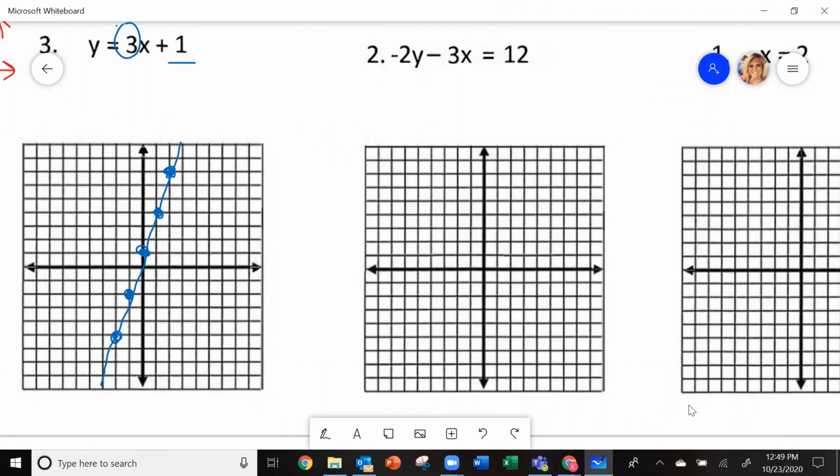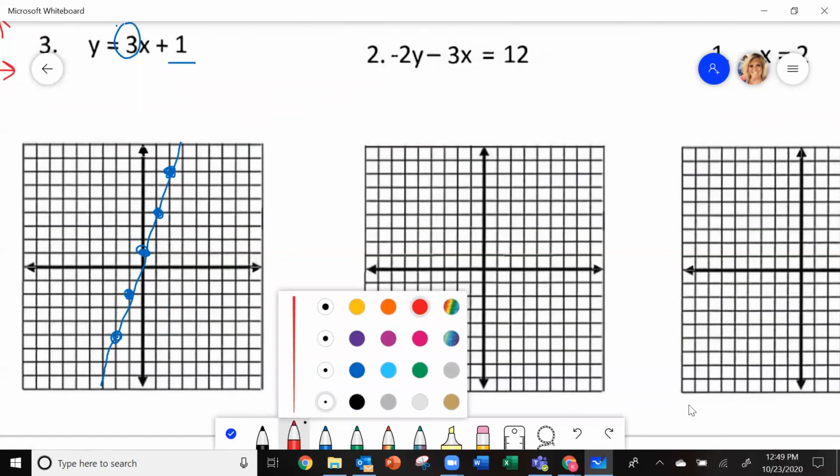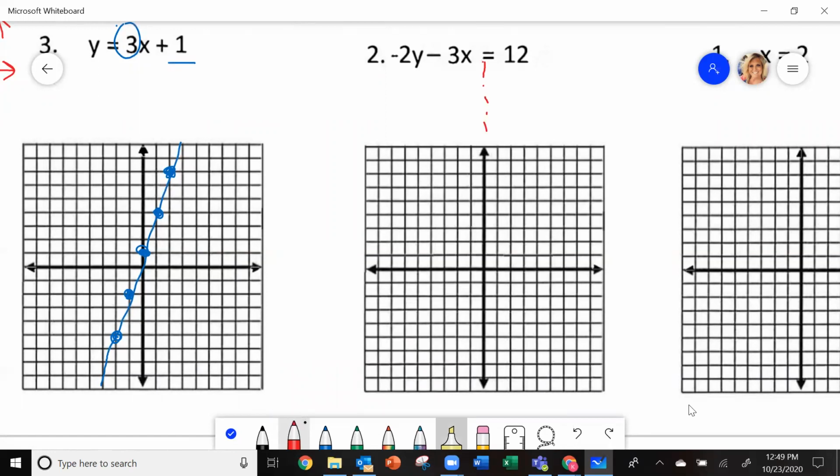So the first thing we need to do is put it into slope-intercept form. I need to get the y by itself. They kind of tried to trick you here. You need to move the 3x. So I'm going to add 3x to each side. I get negative 2y equals 3x plus 12. Now to get the y by itself, that is negative 2 times y. So I'm going to divide everything by negative 2.